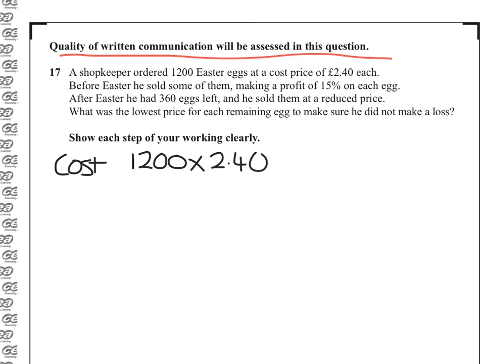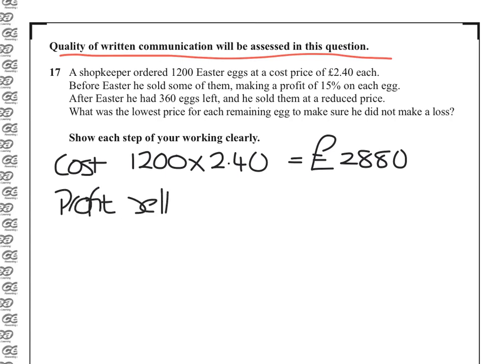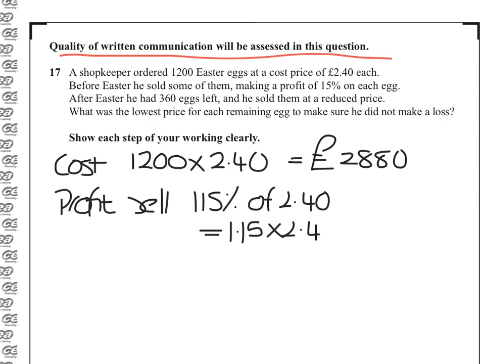That means that the cost of the shopkeeper is 2,880. He made a 15% profit, so his selling price will be 115% of £2.40. So that's 1.15 times 2.4, which gives us £2.76.